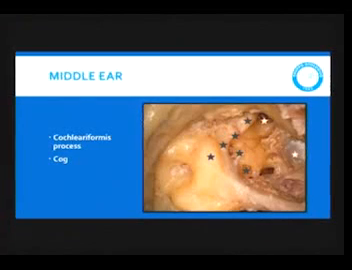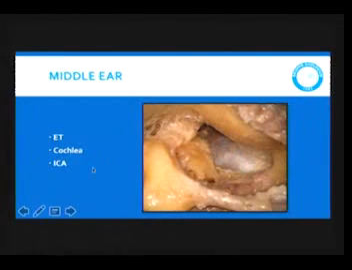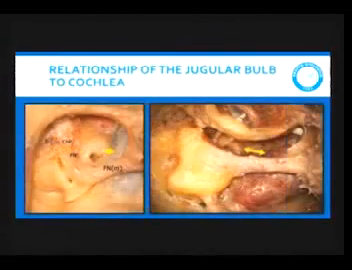I would like to show you the relationship of the carotid to the cochlea. You see that this is the round window, this is the cochlea, and you see this is the carotid, this is the promontory, this is the ascending portion of the vertical portion of the petrous internal carotid artery, the genu, and later on the horizontal portion of the petrous carotid artery. That's the area of the hypotympanum.